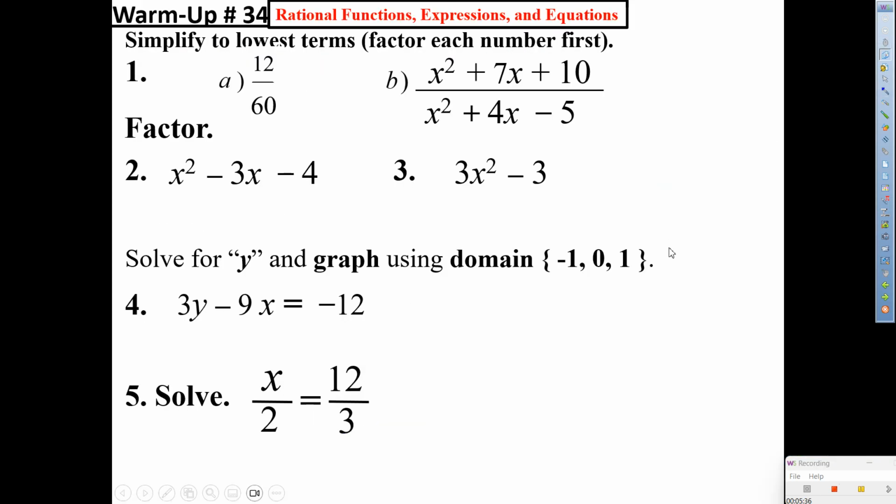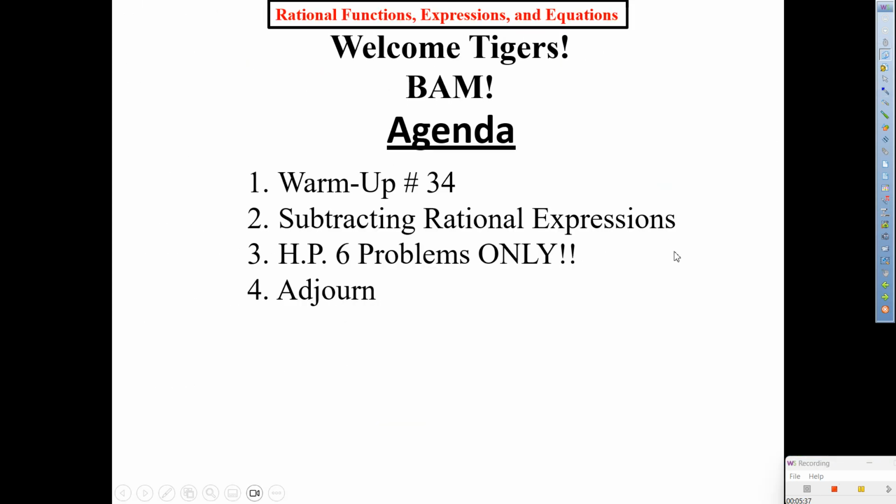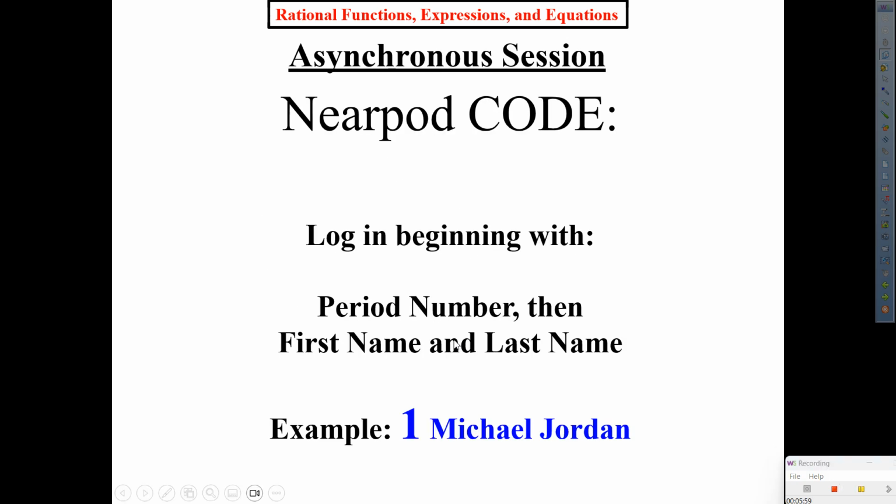And copy the agenda. Agenda warm-up number 34 done. We're moving on today to subtracting rational expressions. Tonight's home plate, 6 problems only. 6 problems only. Copy that. All right, copy this code for your home play access.